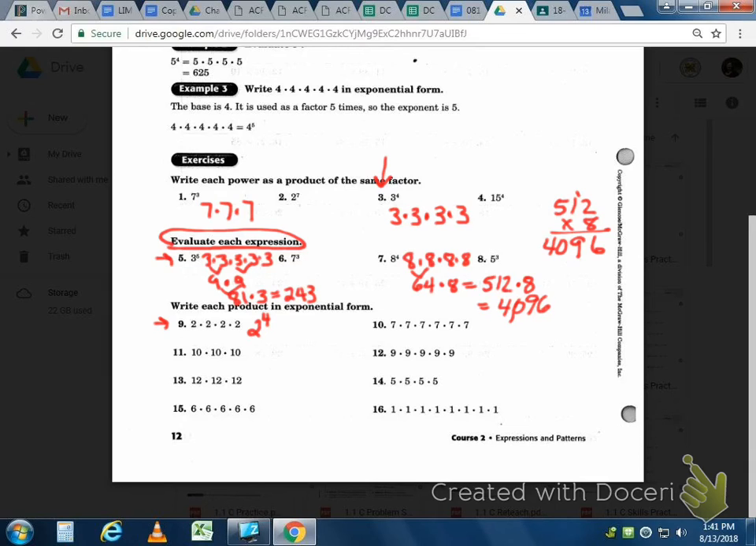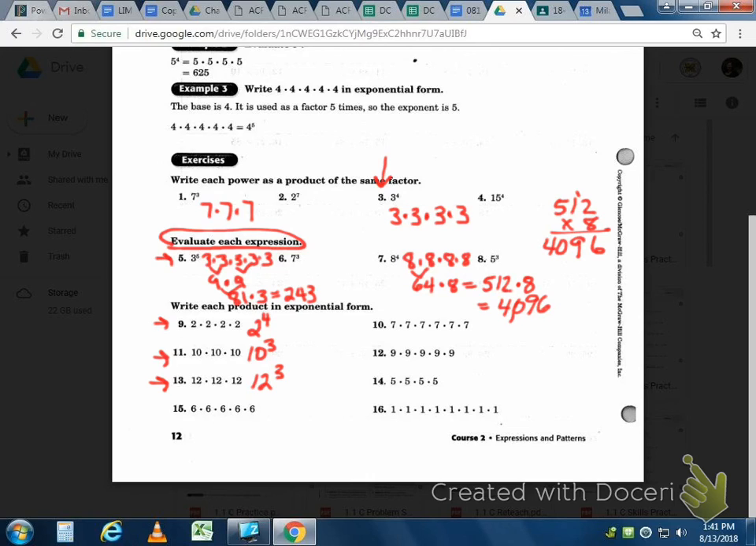Okay, now, we want to try to get people that haven't gotten tickets before. What's your name? Caden, number 11. 10 times 10 times 10 would be 10 to the 3rd power. It's the base of 10 written 3 times. Okay. Number 13, 12 times 12 times 12. I'm trying to think of your first name. Morgan. Morgan, what's number 13? 12 to the 3rd power, because it's the base of 12 written 3 times.